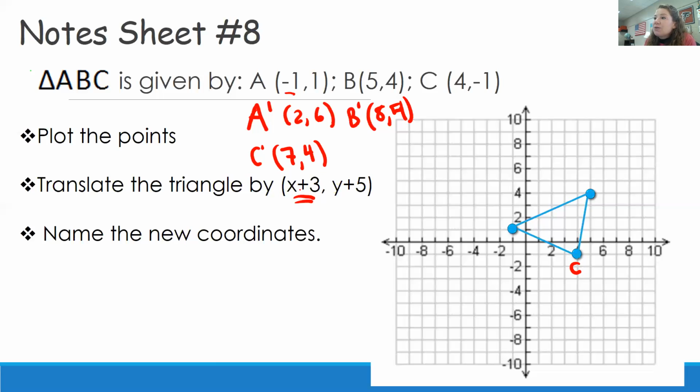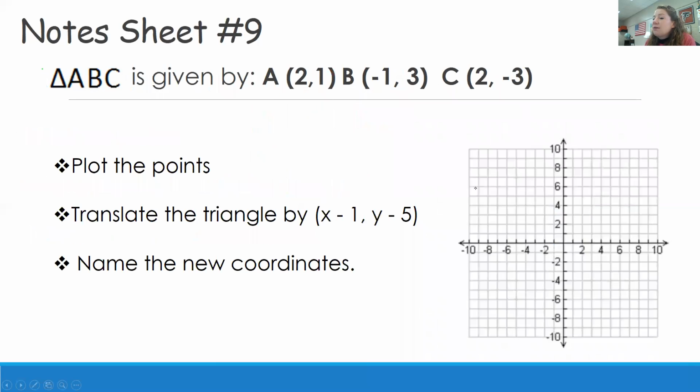So once we do these transformations, right 3 up 5, this is exactly where we should land. So, I'm sorry, A was at -1, 1. So if we went right 3, 1, 2, 3, up 5, 1, 2, 3, 4, 5, we are at 2, 6, just like we thought we would be.